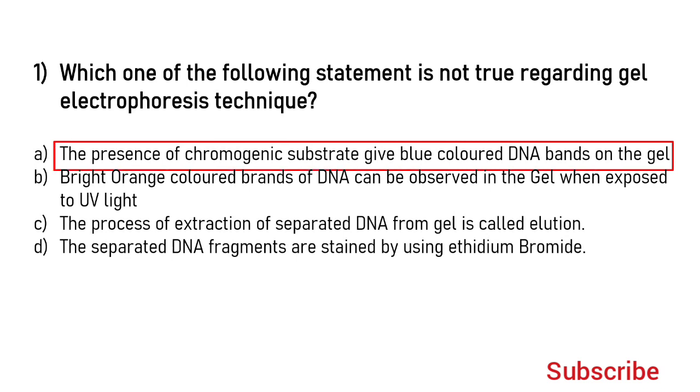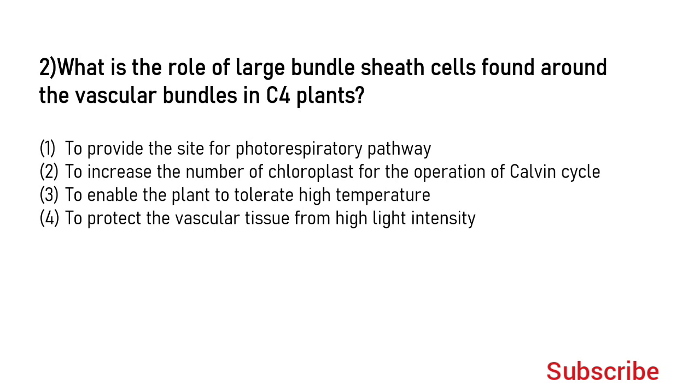So the correct answer is A, that is, the presence of chromogenic substrate gives blue colored DNA bands on the gel. See, bright colored bands of DNA can be observed in the gel when ethidium bromide treated DNA is exposed to UV light. Here is your second question.